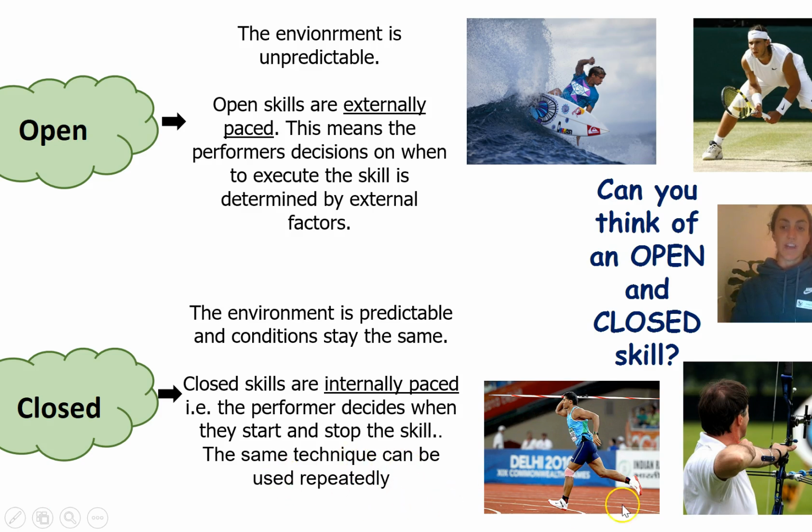So for example, javelin, high jump, long jump, they're all really good examples of closed skills where the environment stays the same and the performer just repeats their technique and they decide when they begin and perform the skill. Archery is another example. So the target is stationary and the performer decides when they begin and perform and execute.